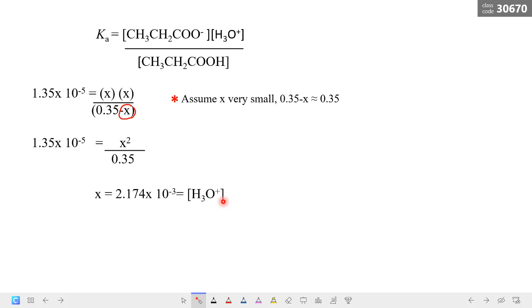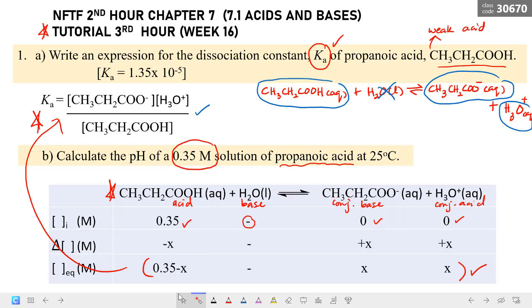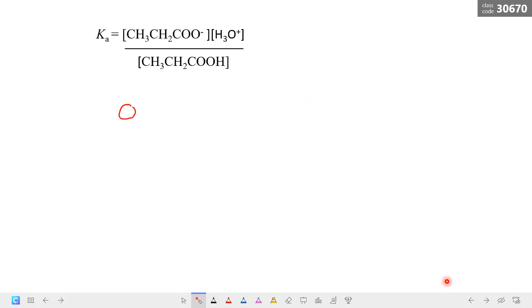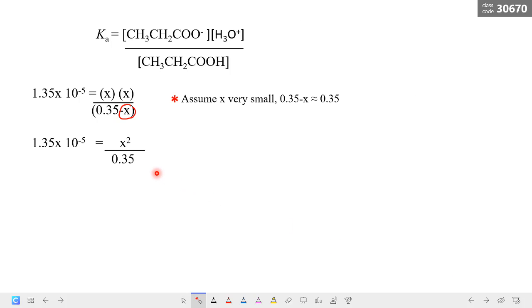Jadi, you dah dapat nilai X. Kalau kita lihat dalam table ini, X adalah concentration of propanoate ion and the hydronium ion. Jadi, yang kita nak kira adalah pH. We know that pH mesti ada kaitan dengan concentration of hydronium ion. Jadi, bila kita dapat nilai X, X itu adalah concentration of hydronium ion. Sepatutnya ada unit molar sebab kepekatan.